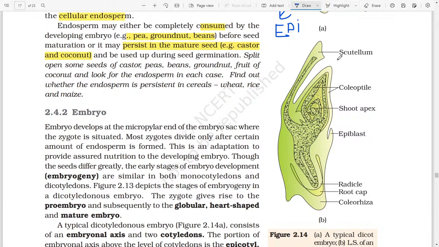This is the scutellum of a monocot embryo. It is a dicot embryo. These two sides are coleoptiles. This is the shoot apex. This is the epiblast. The inner one is the radicle, the middle one is the root cap, and the outer one is the coleorhiza.